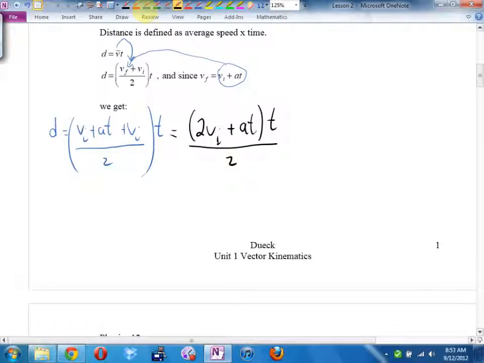Now I think I'm going to distribute. I'm going to take this T and multiply it into the brackets. When I do that, I'll get 2 VIT plus AT squared, all over 2. And some of you can see where we're headed, where we're going.